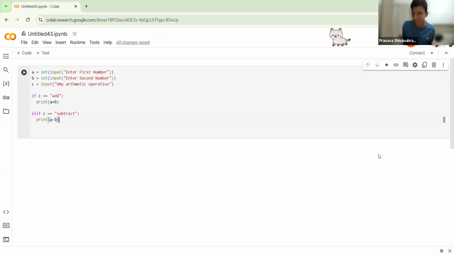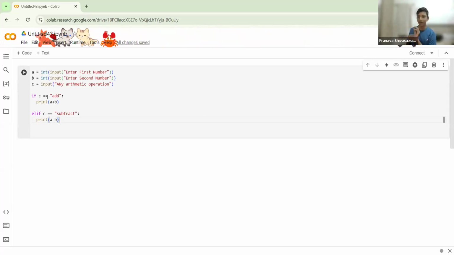So now let us go back to our example for explanation. The if condition is the first condition which you put. If that condition is not satisfied, then it will go to elif. So here in our scenario, if C is equal to add, if the user input is add, then it will put A plus B. If the user input is not add, then it will check for elif. Elif is the second condition you're putting, not the first condition.